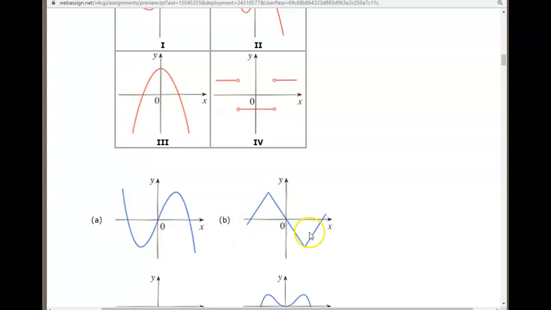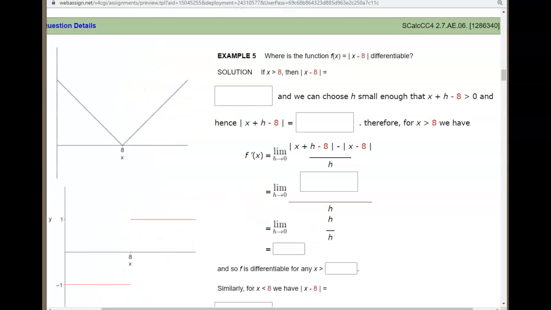These are all lines, so I should have lines for derivatives too. But I cannot have a derivative at a corner. And this is a corner. Can't have derivatives at corners, so there should be some jumps at corners.